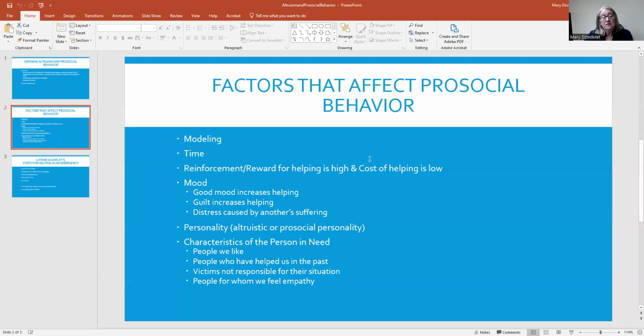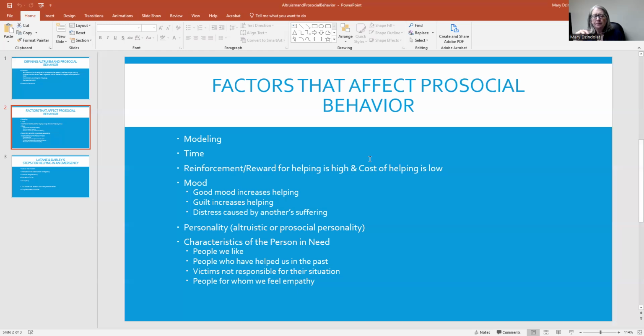Also, distress. When you're distressed because you're listening to someone else suffer, or you're aware of someone else's suffering, you're more likely to help. So like the TV commercials where they're showing little kids who are starving with distended stomachs, when you watch that, you're going to have some distress from watching other people suffer, and that's going to make it more likely for you to send money in to help and do what you can. Does that make sense?